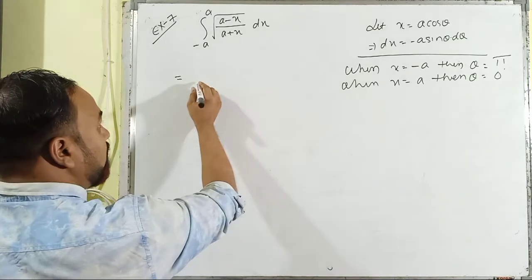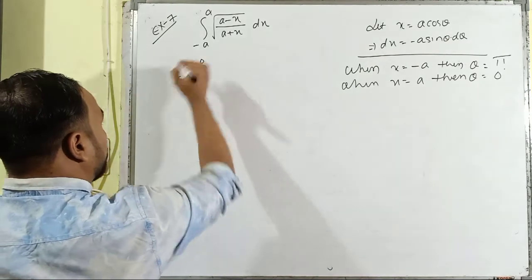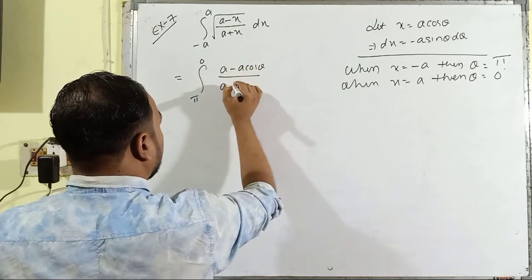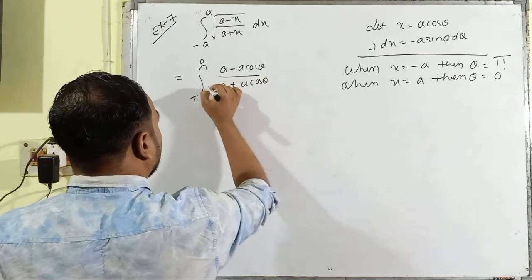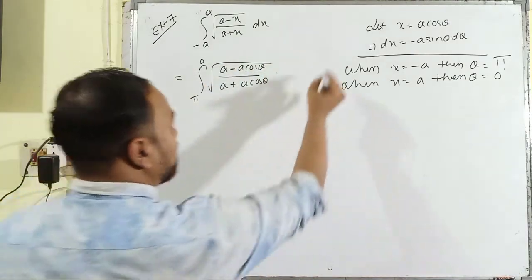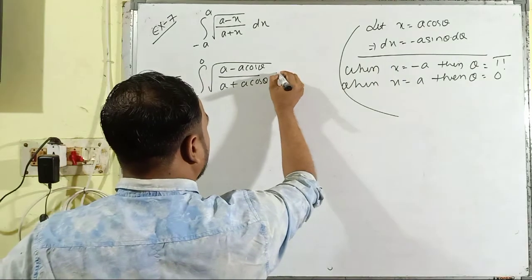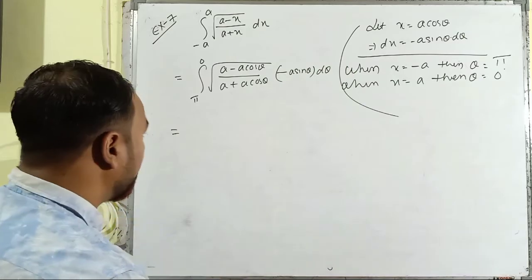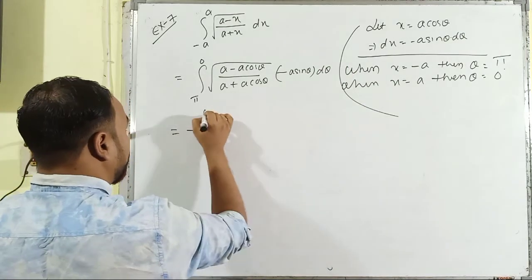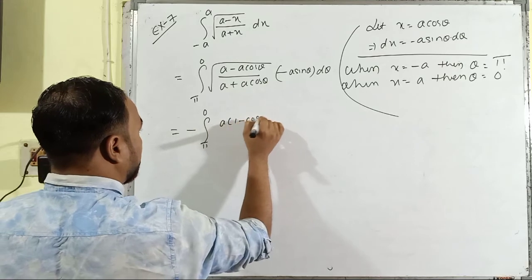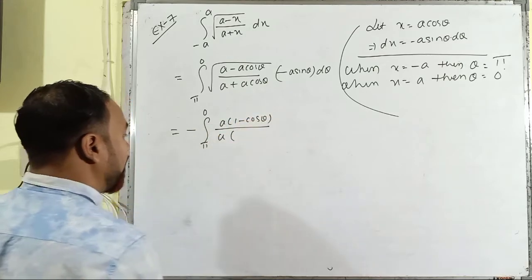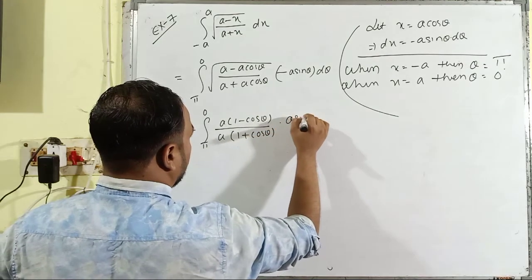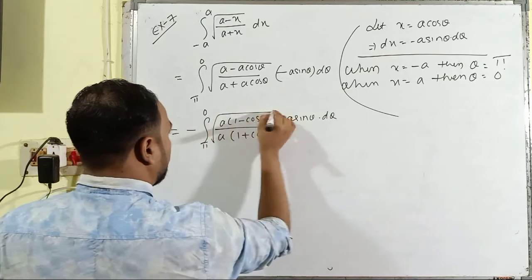So by putting these values here, it will be 5 to 0 (π to 0), the square root of a minus a cos theta divided by a plus a cos theta. In place of dx we can put minus a sin theta d theta. Then it will be minus pi to 0, 1 minus cos theta, taking again a common from the denominator, it is 1 plus cos theta, it is a sin theta d theta, and here it is the square root, cancelling both a's here.